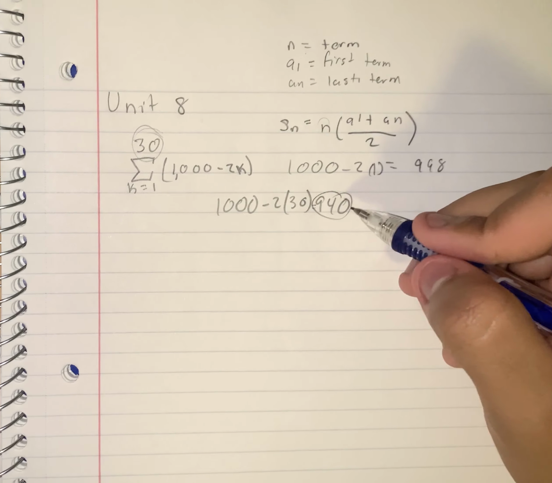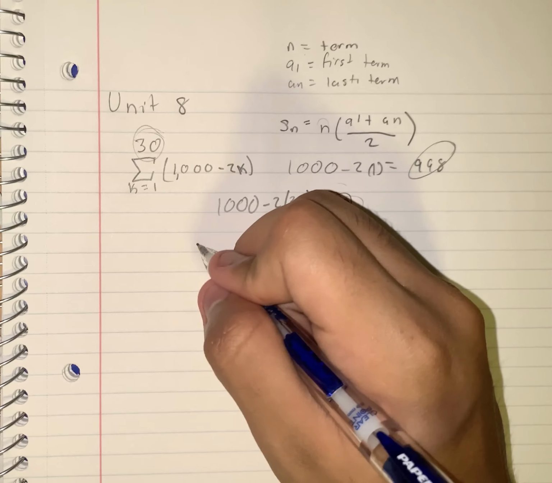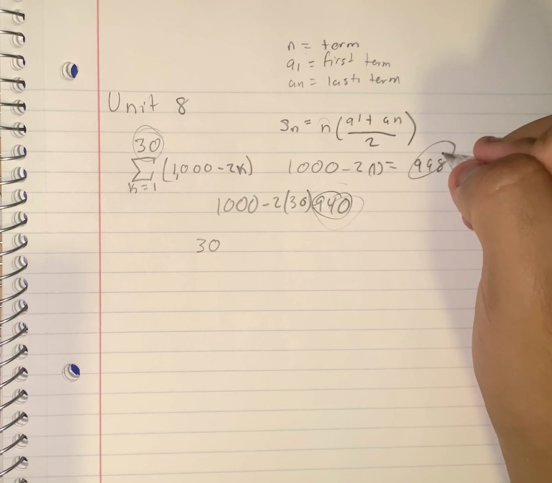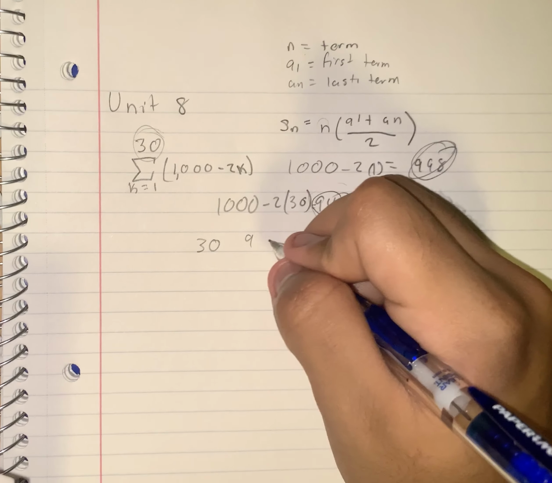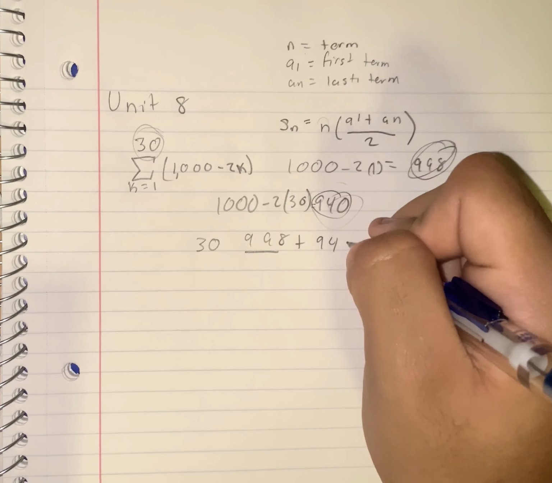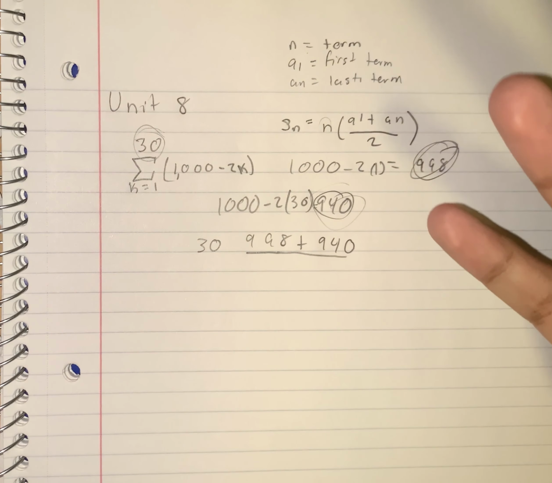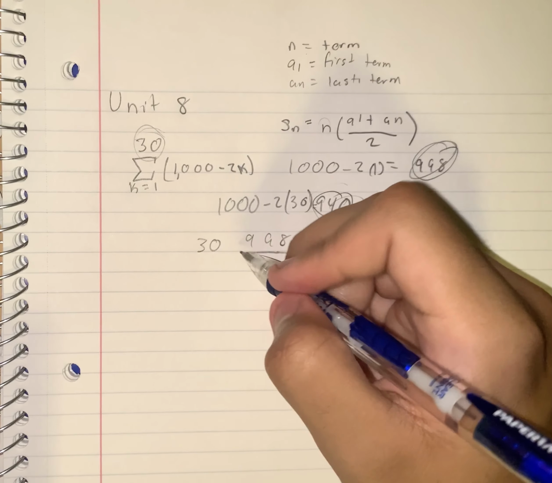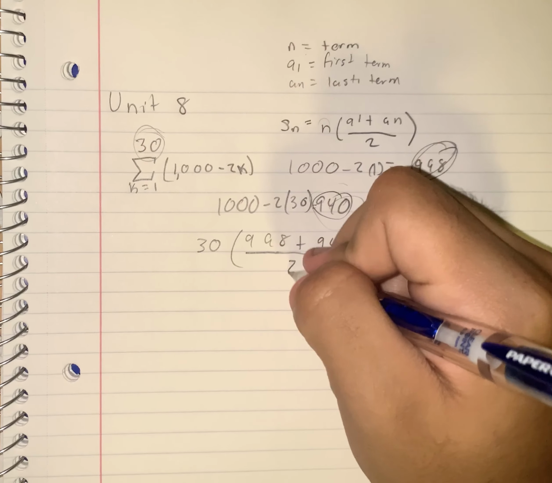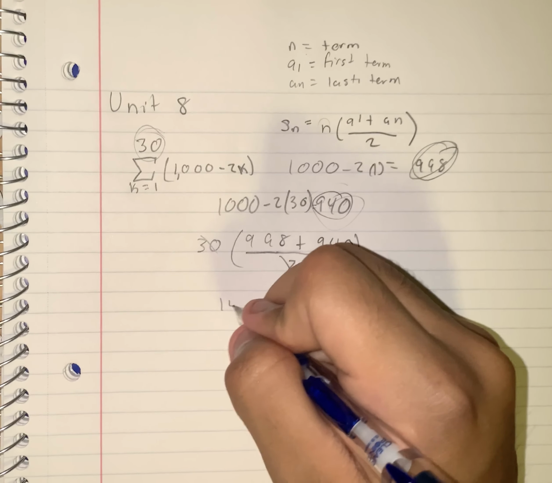Now let's plug this number into this equation. n is what we said was the 30th term, which is the term we're solving for. a1 is your first term, 998, plus 940, which is an, the term we're solving for, the answer we got for that term. Now we're going to divide this by 2, right? What I want to do real quick off the bat is cancel these out. We're basically going to divide 30 in half, 15, to make it a little bit easier.